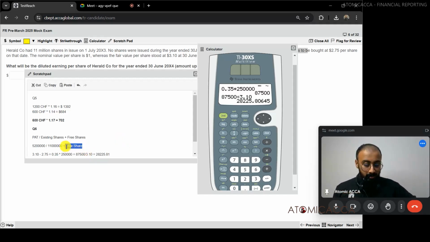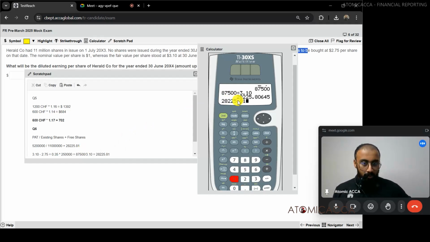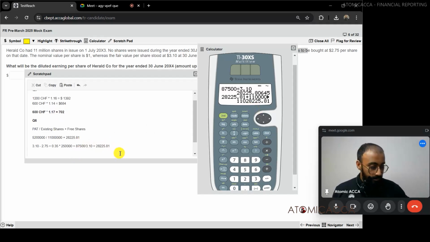So I'll just replace this over here. It will become 28,225.81. Now 28,225.81 plus the existing 11 million shares, so that is equal to 11,028,225.81. We'll just copy it over here so that we don't make a mistake. What is the numerator?